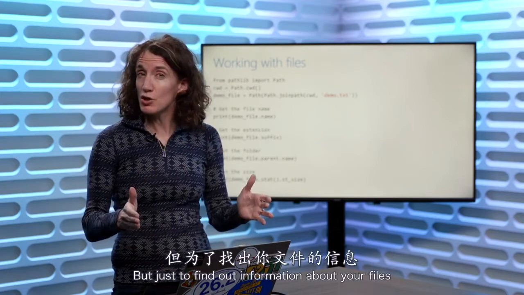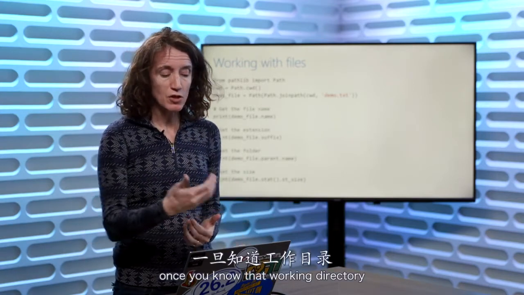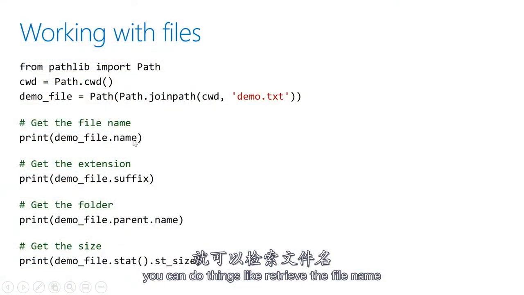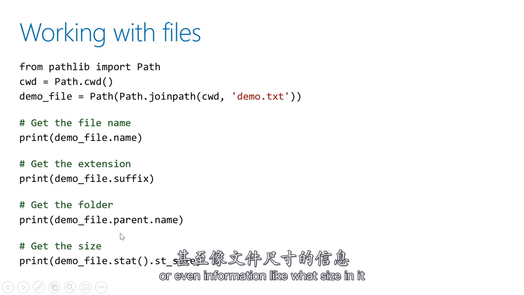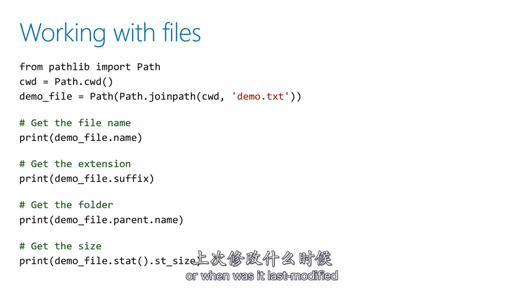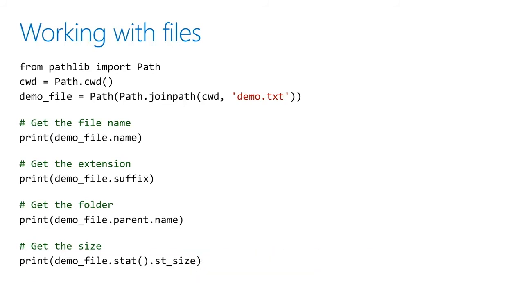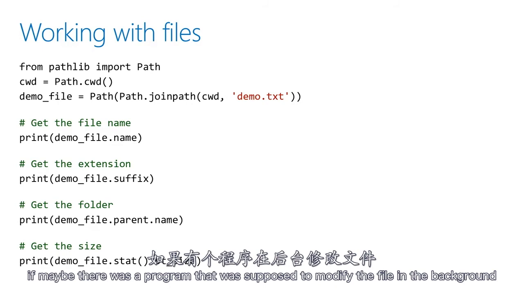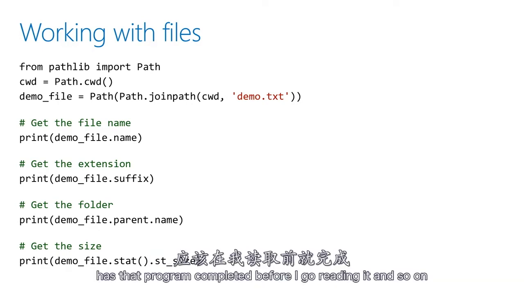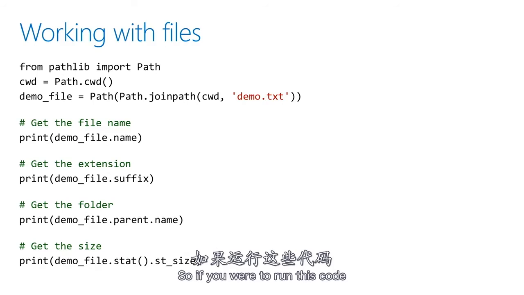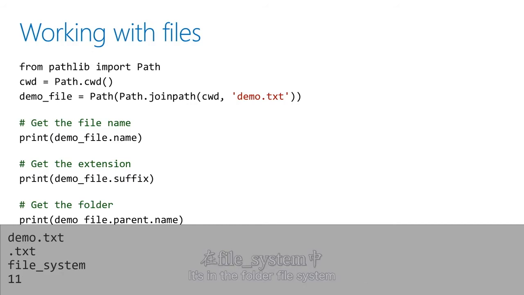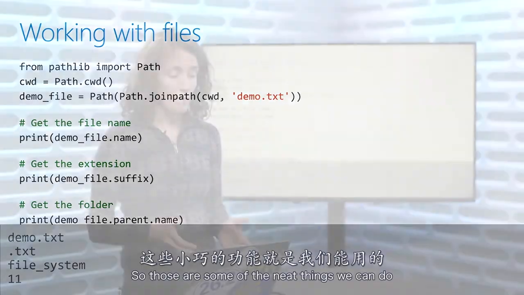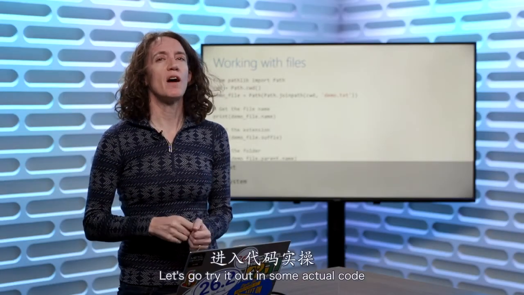But just to find out information about your files, some of the things we can see, once you know that working directory, you can do things like retrieve the file name, retrieve the file suffix, retrieve the folder name, or even information like what size is it, or when was it last modified? So you might determine if, maybe there was a program that was supposed to modify the file in the background, has that program completed before I go reading it, and so on. So if you were to run this code, you'd see something like, oh, the file is demo.txt, and the extension is .txt. It's in the folder file system, and its size is, say, 11 kilobytes. So those are some of the neat things we can do. Let's go try it out in some actual code.